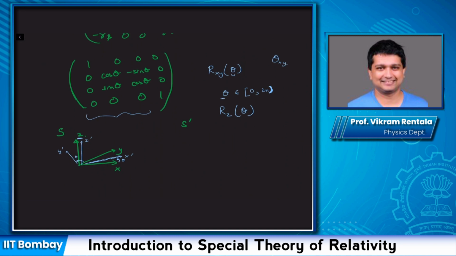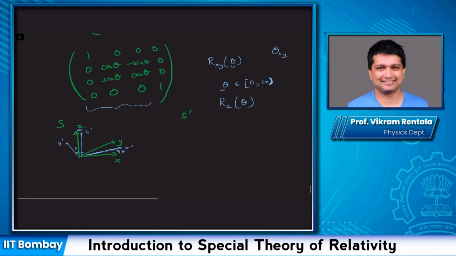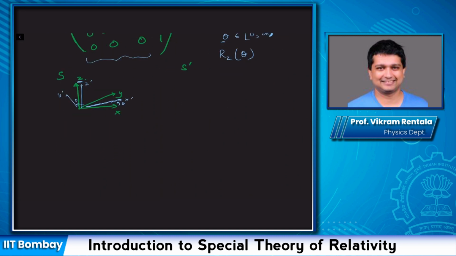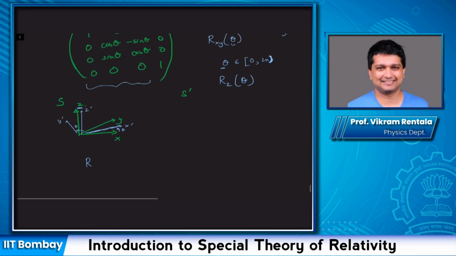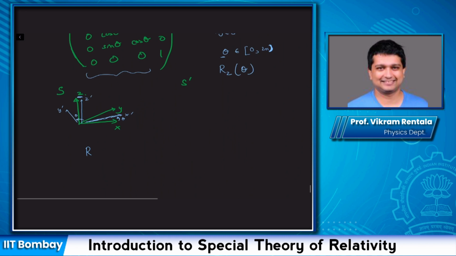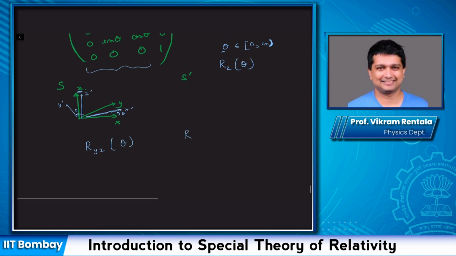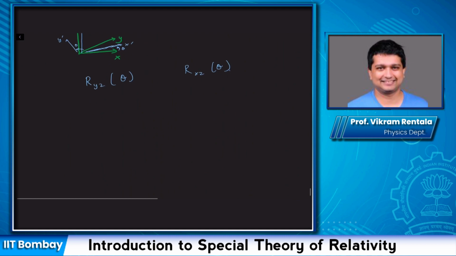And for the rotations, theta must be between 0 and 2 pi, because 2 pi is the same thing as a rotation by 0. And similarly, you can write down transformations for rotations in the YZ plane by an angle theta, and a rotation in the XZ plane by an angle theta.